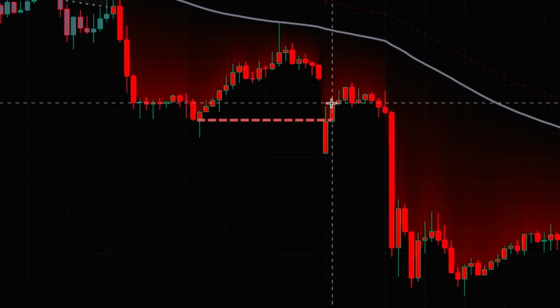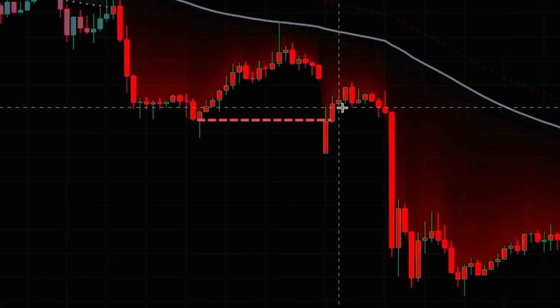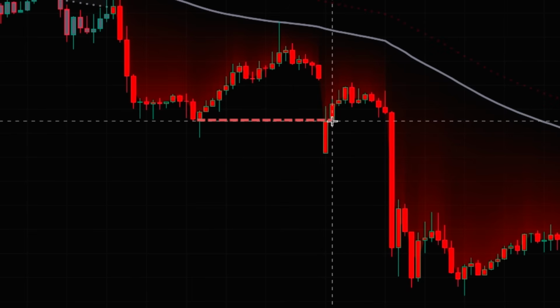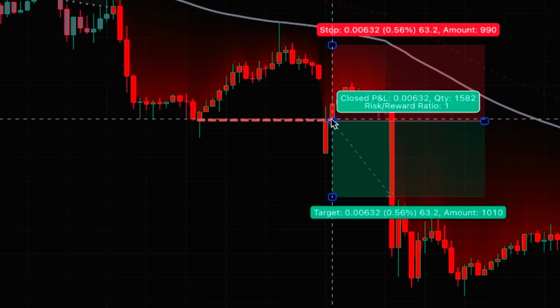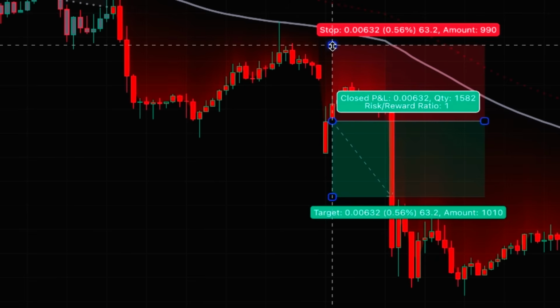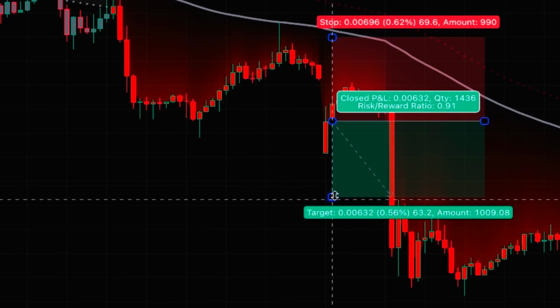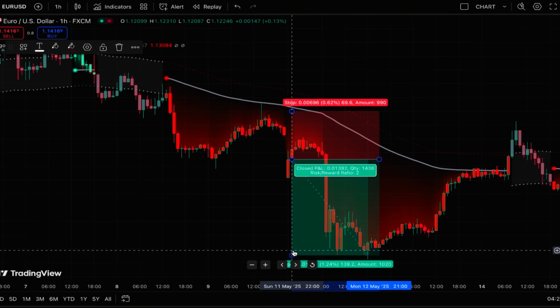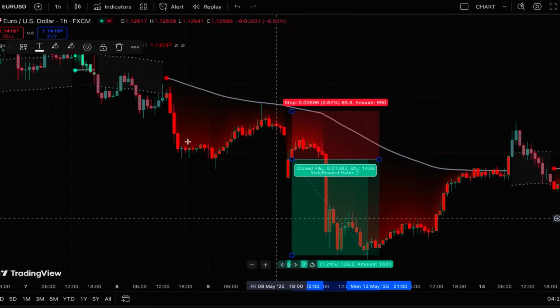The gap itself also acts as a resistance level, and the price will find difficulty to fill the gap. So here we enter a short position at this point when the new candle is opened. The stop loss for this trade is placed above the previous swing high, and the profit target at a risk to reward ratio of 2.